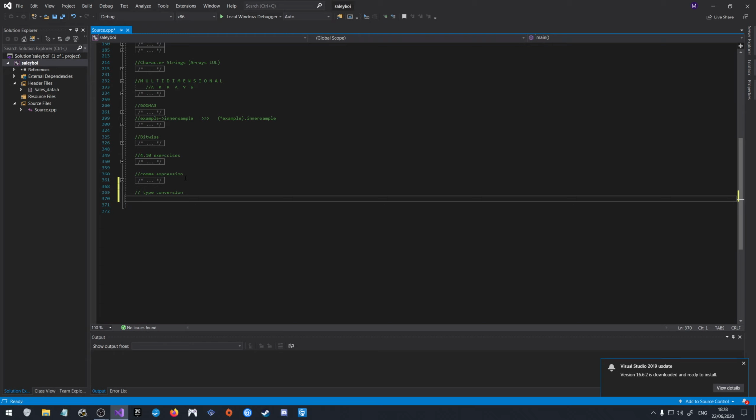pc equals char star pv. So what's pc? pc is a char star. pc is char star pv. pv is not a char star. pv is a void. So that'd be a reinterpret as well, right?